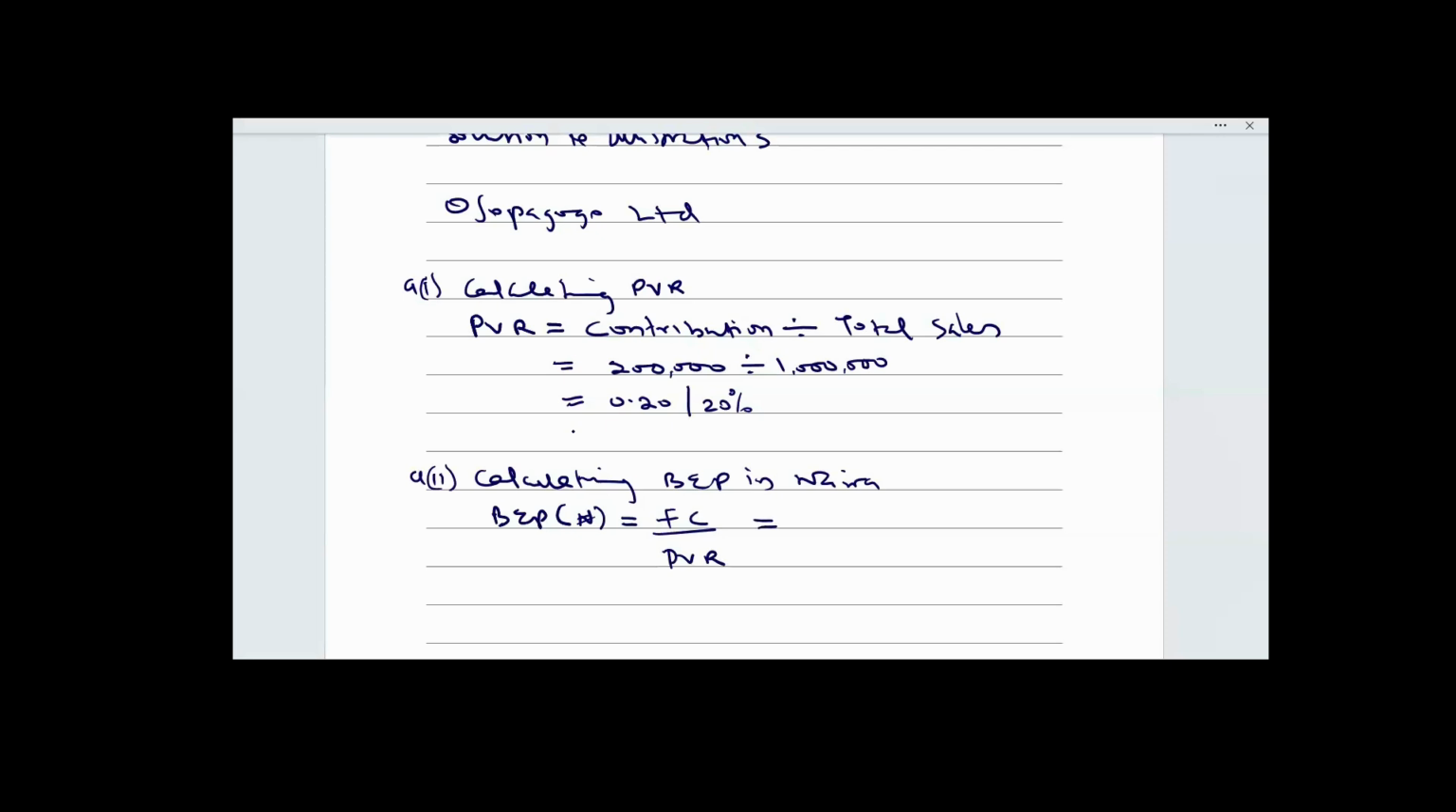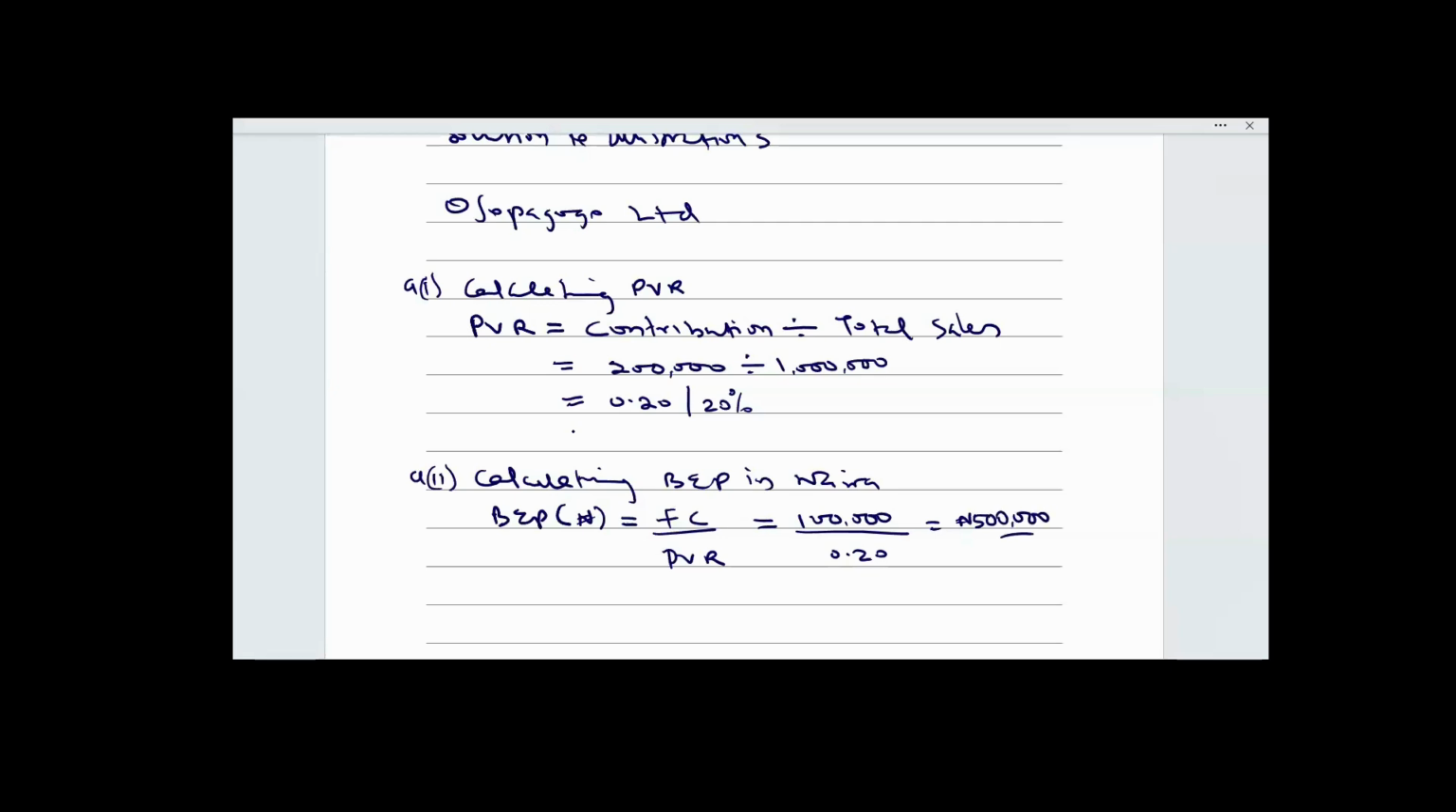So you are not supposed to come and put CMR here, because the examiner has asked you to use PVR, even though they are the same. Just be consistent, okay? So I will then go to the question: what's the fixed cost given to me? According to the question, the total fixed cost is 100,000 naira. So here is 100,000 naira divided by the PVR of 0.20. This will give me 500,000 naira.